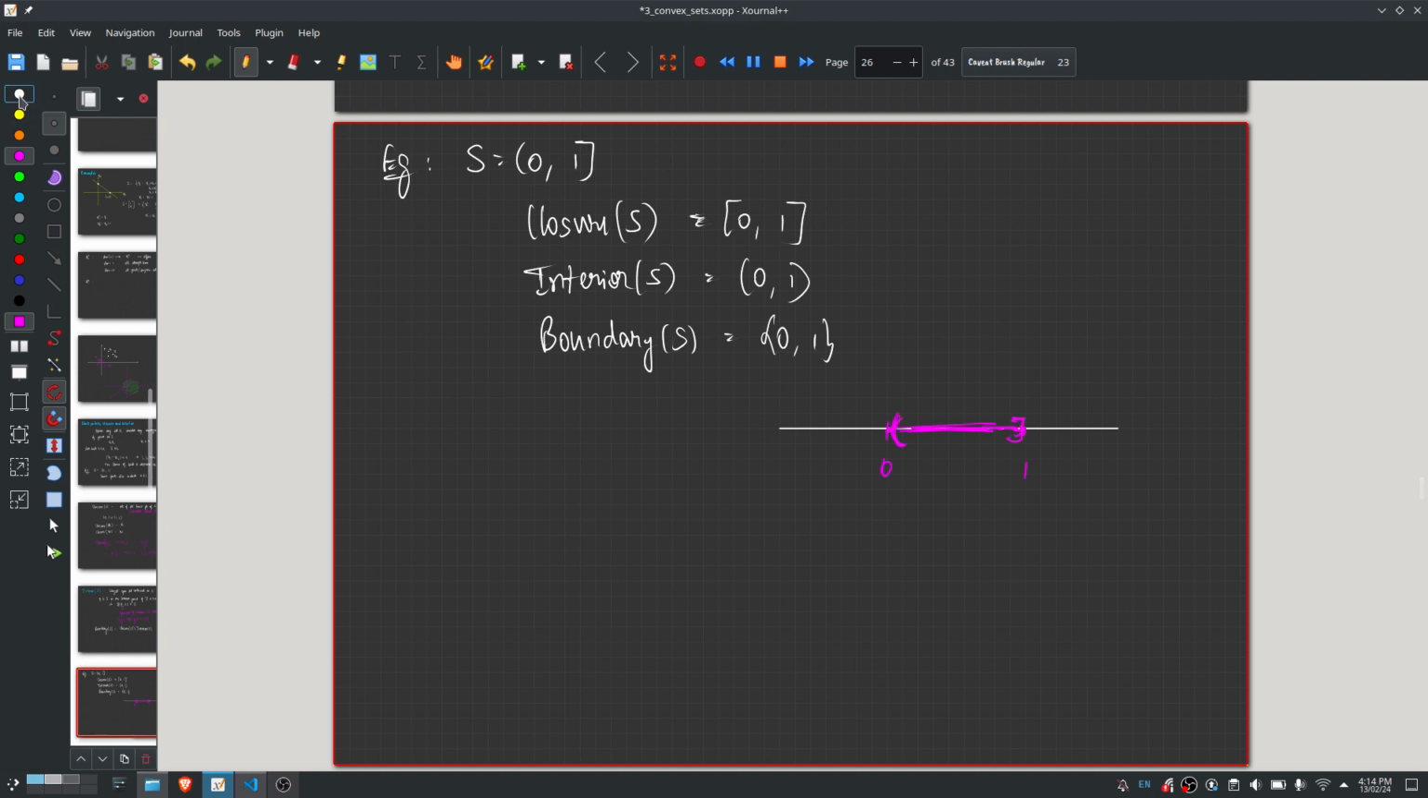Let's take something in R2. Let us consider the square in R2.